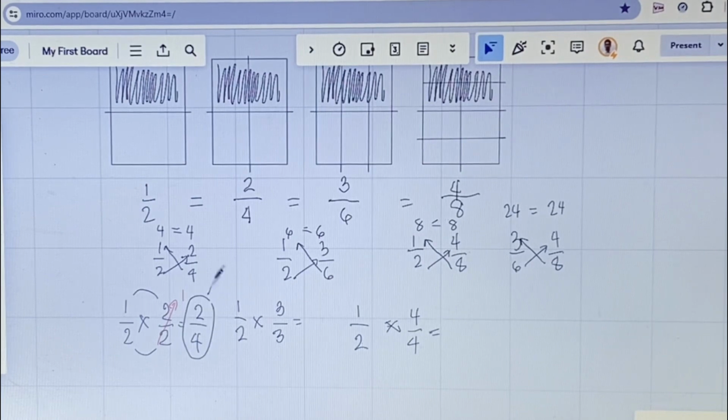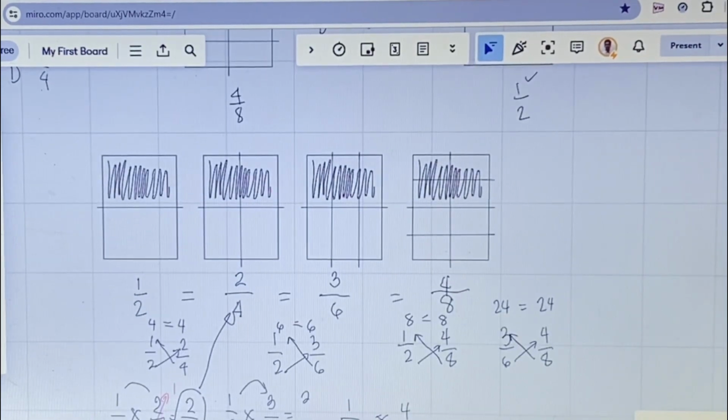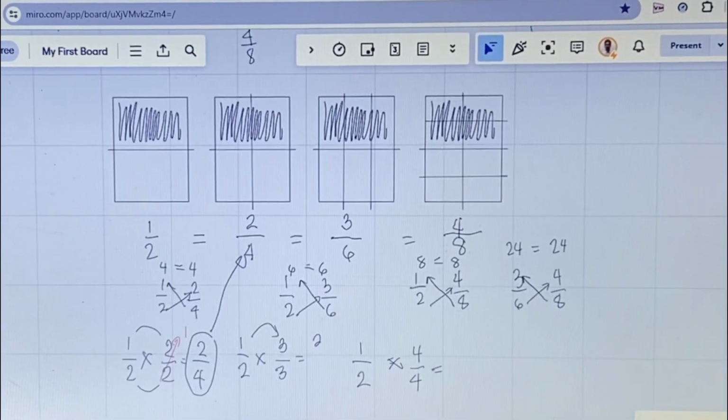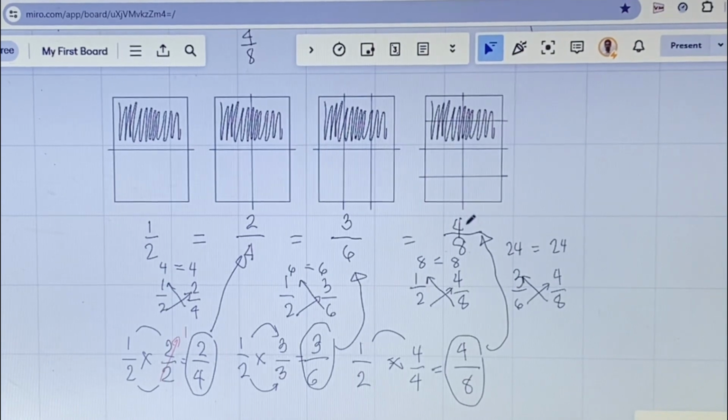So that's why earlier we got 2/4. 1 times 3 is 3. Sorry, it moved. Okay, let's bring it up. 1 times 3 is 3, and 2 times 3 is 6. That's why you got 3/6 earlier. And this, 1 times 4 is 4, and 2 times 4 is 8. So that's why we got 4/8 earlier. That's how we look for the equivalent fractions. Get it? Easy? Yes, it's very easy, right?